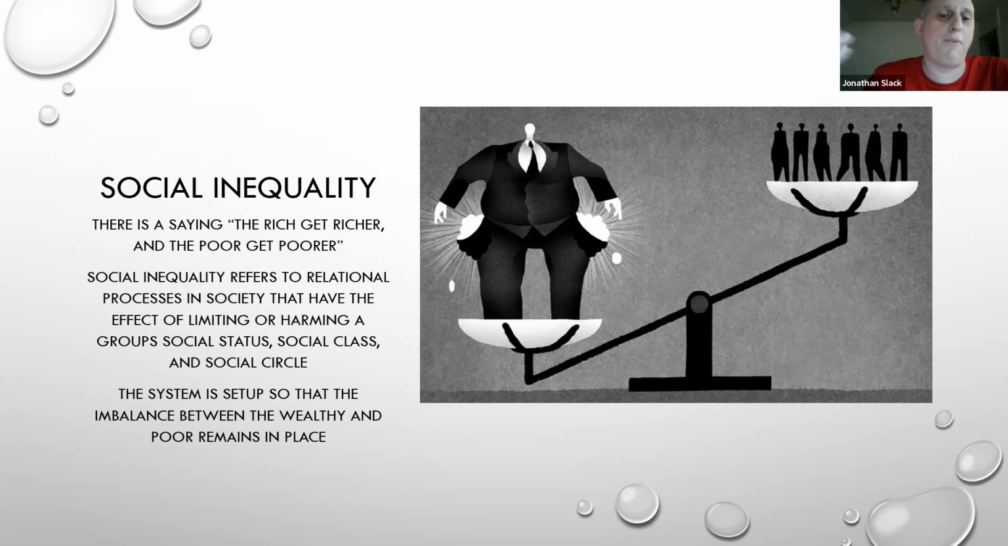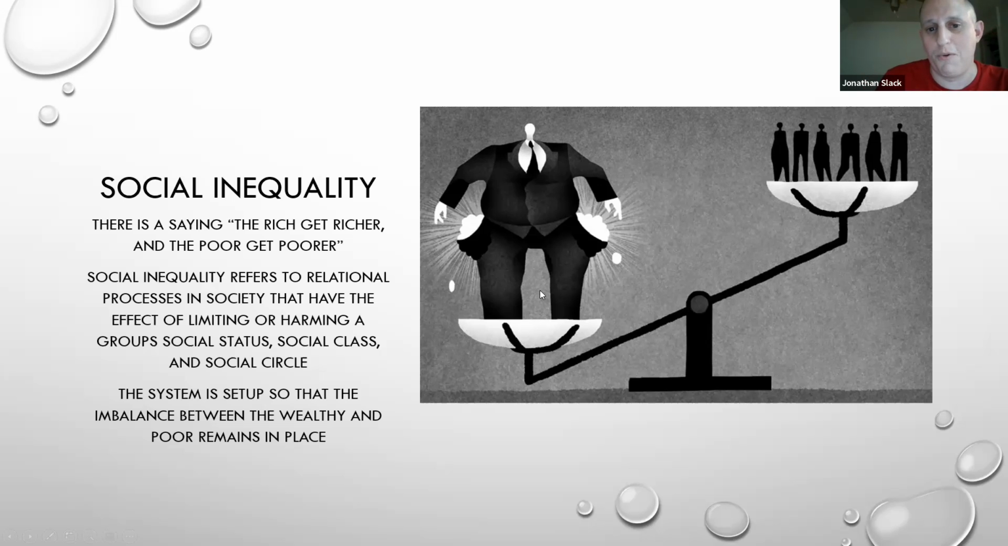There's a saying, the rich get richer and the poor get poorer. You also mentioned that. Social inequality refers to relational processes in society that have an effect on limiting or harming a group, social status, social class, and social circle. The system basically is set up so that the imbalance between the wealthy and the poor remains in place. It's still back on what I said. I'm almost just making this statement louder, I guess.